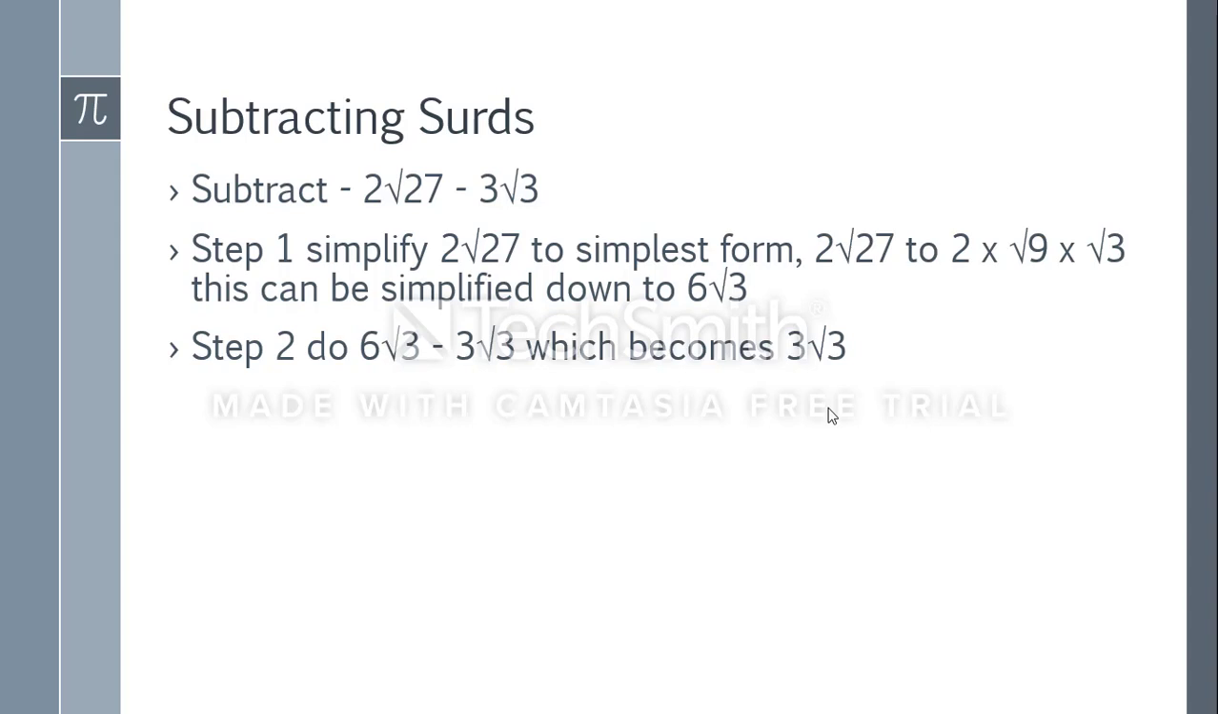Subtracting surds. Same in this. We have to get the denominator almost the same. So if it's 3 root 3 on the right, we have to get the 2 root 27 down to something root 3. So step 1, we have to simplify 2 root 27 to its simplest form, which is 6 root 3. And then step 2, we just do 6 root 3 minus 3 root 3, which becomes 3 root 3.